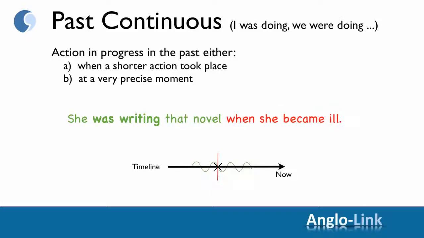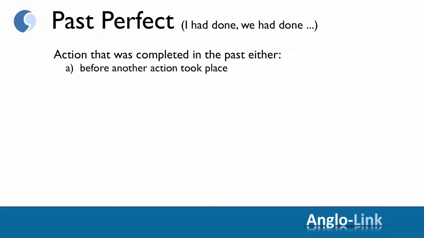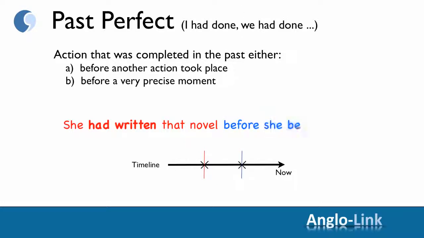The next tense we looked at was the past perfect. I had done, we had done, etc. And as you will remember, that was about a completed action in the past, either before another action took place or before a very precise moment. Let's look at the timeline. She had written that novel before she became ill.